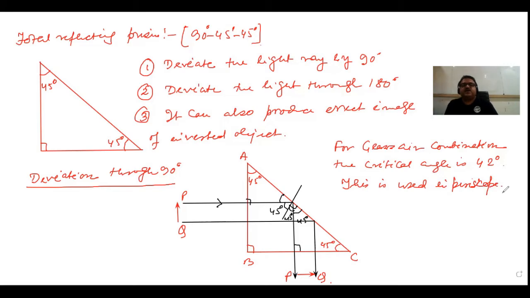Okay. So this is how to deviate the light ray by 90 degrees, correct? Now I'm going to show you how to deviate the light ray through 180 degrees, correct? Now please watch this. Now I'm going to show you the deviation through 180 degrees.